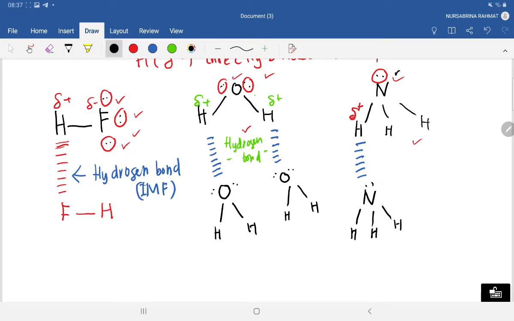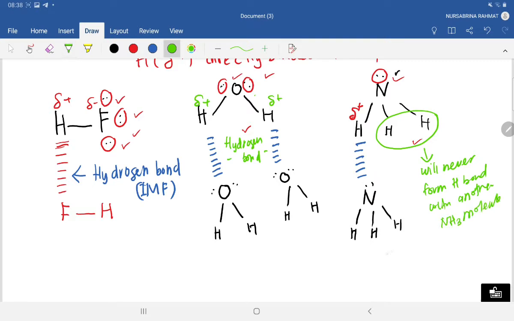Alright, so these other two hydrogen atoms will never form an H bond with another NH3 molecule. Why? Because only one lone pair is present on the atom. So that's why ammonia can only form one hydrogen bond.